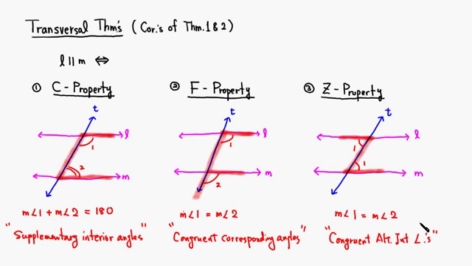We can use C property, F property, and Z property to establish parallel lines. Or if you know that you have two parallel lines given, then we can use any of these properties. That's it. I hope that this was clear.